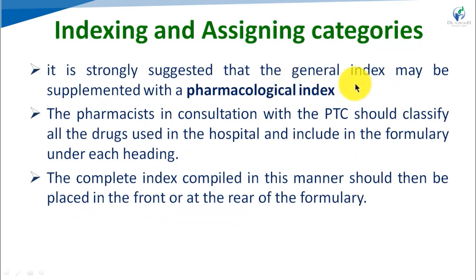Then it is strongly suggested that the general index may be supplemented with the pharmacological index. फार्माकोलॉजिकल इंडेक्स भी include करना चाहिए. The pharmacist in consultation with the PTC should classify all the drugs used in the hospital and include in the formulary under each heading. देखिए each heading यहाँ पे that is very much important. A complete index compiled in this manner should then be placed in the front or at the rear of the formulary. Starting में हम रख सकते हैं या फिर end में भी रख सकते हैं. Starting में रखेंगे तो very important जो भी portion है या फिर that should be included in starting. Then alphabetical order we can keep at the end.